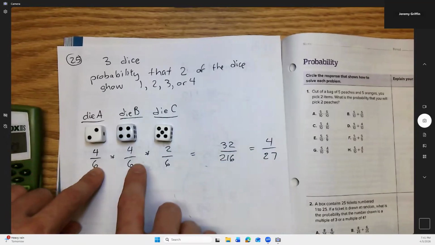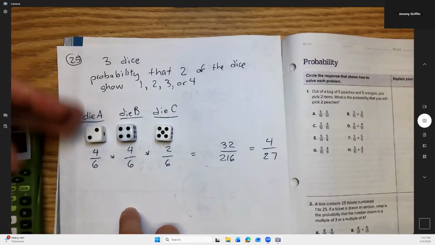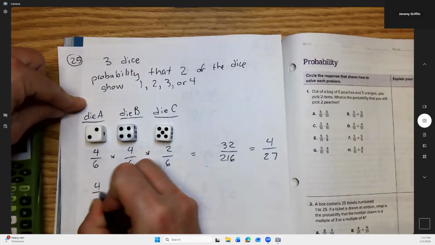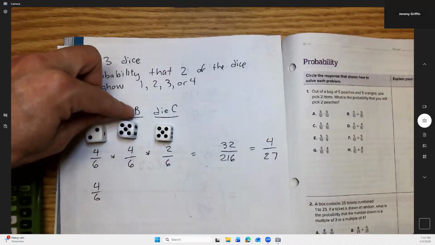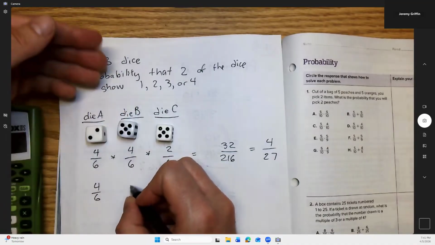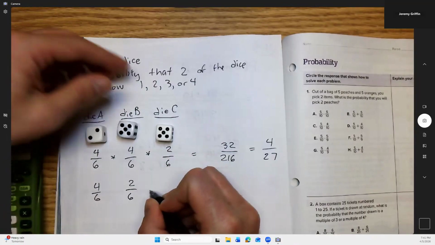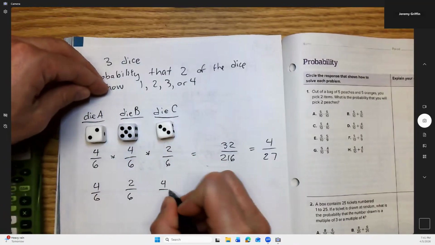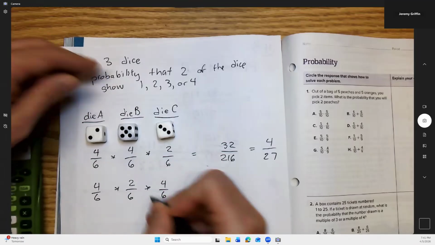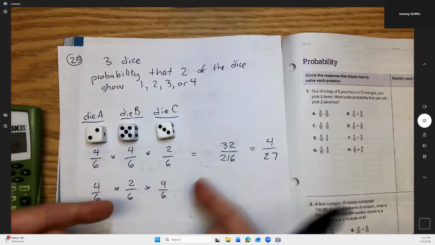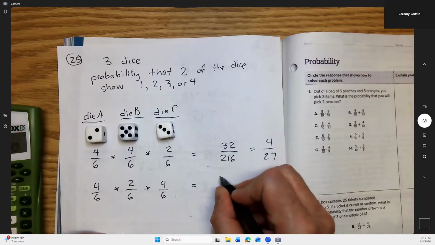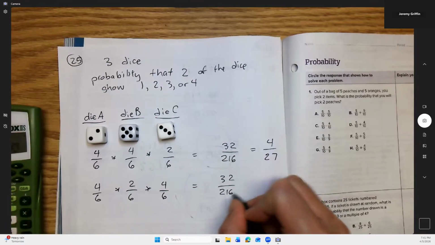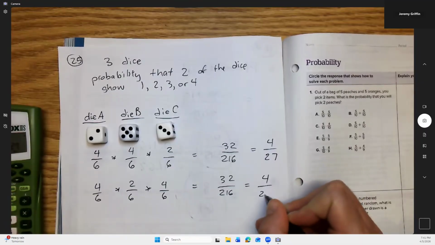So what about this? What if I roll the first die and it comes out to 1, 2, 3, or 4, which happens 4 out of 6 times. The second die comes up as either a 5 or a 6, which would be 2 out of 6 options. Let's say the third die actually does come out to either 1, 2, 3, or 4, which is also 4 out of 6. Okay. And if you think about it, this is just the same fractions but rearranged. So it's going to be the same probability of this particular scenario playing out, which is 32 out of 216, which reduces to 4 out of 27.